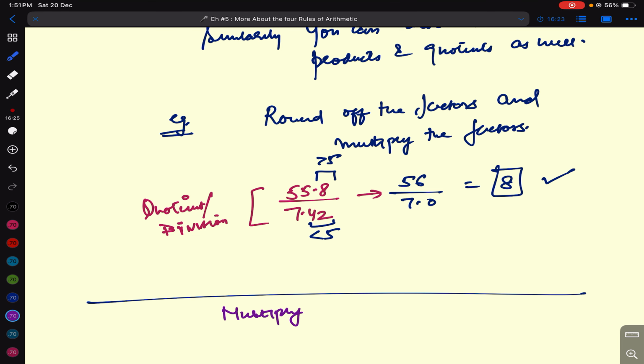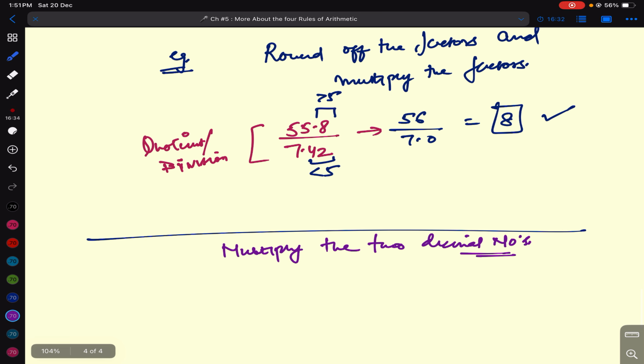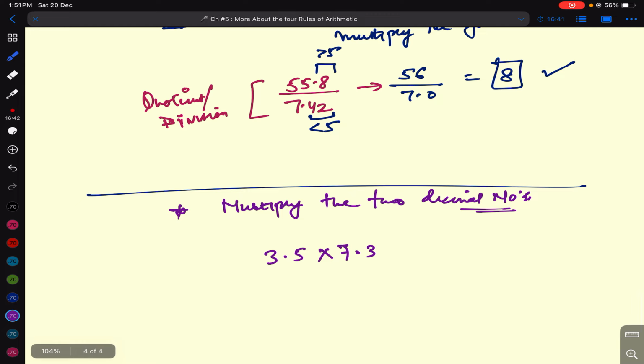Multiply the two decimal numbers. So let's say you have to multiply the two decimal numbers, which are 3.5 and 7.3. These are the two decimal numbers that you're supposed to figure out the multiplication for.